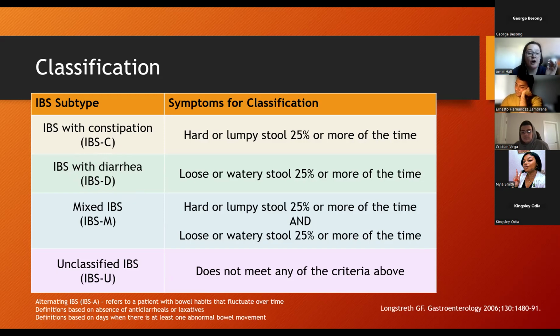It's important to know that with these subtypes people can switch, like you can start out as IBS-C and then you can switch to IBS-D. These classifications are fluid, so we always have to be asking the patient about their bowel movements, because 75% of patients will switch subtypes within a year.